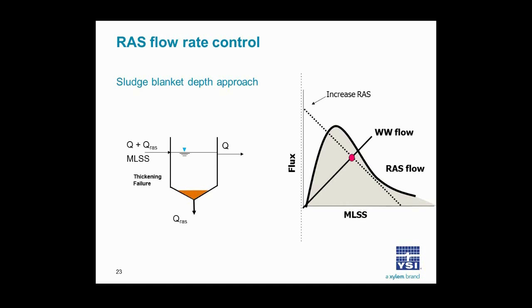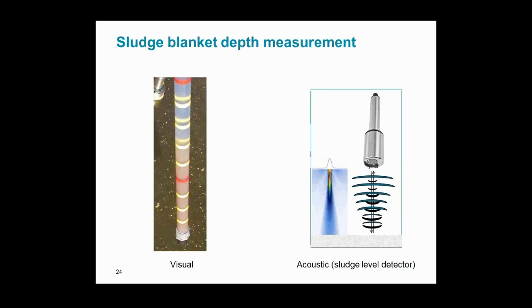For sludge blanket depth measurement, there are a couple of options. On the left-hand side is a visual measurement, which I'm sure many of you are familiar with. It's a sludge judge. And basically it's a core sample that you put into the clarifier and pull it out and read how deep the sludge is. On the right-hand panel is an instrument for doing that. And this instrument uses sound waves, so it's acoustic. And basically it's measuring the echo from the sound waves hitting the sludge below.